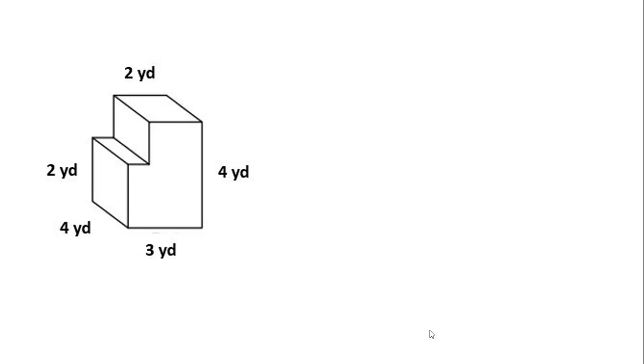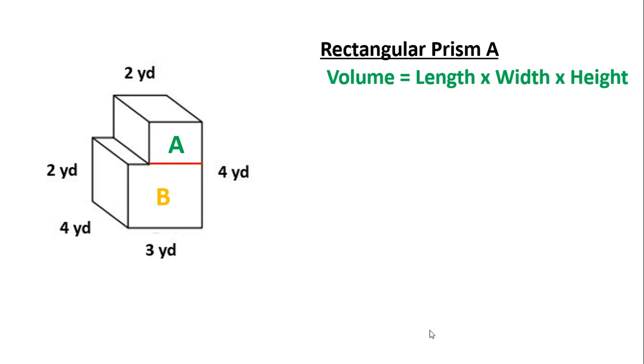Now we're going to find the volume of this composite figure. We're going to start by separating this composite figure into two rectangular prisms. The rectangular prism on the top is A, and the one on the bottom is rectangular prism B. We're going to start by finding the volume of rectangular prism A. Remember, the formula for volume is length times width times height.